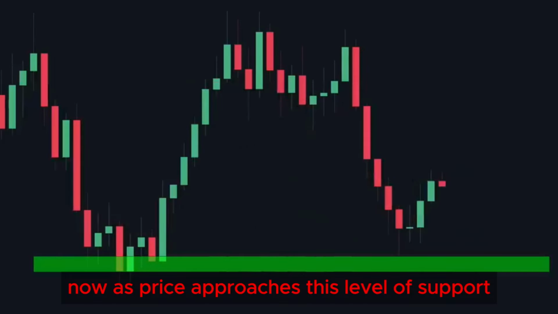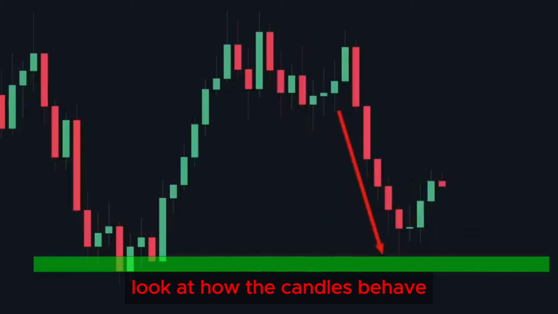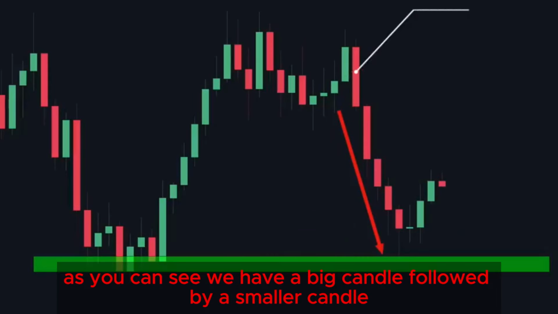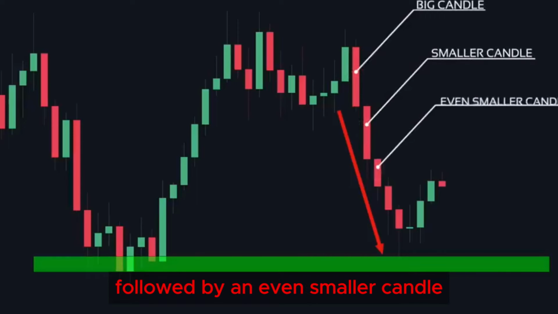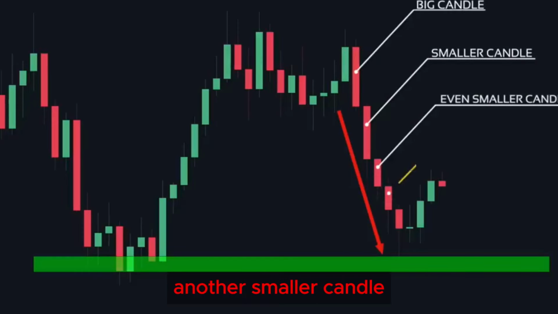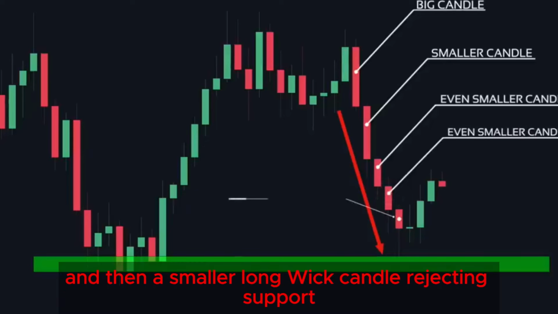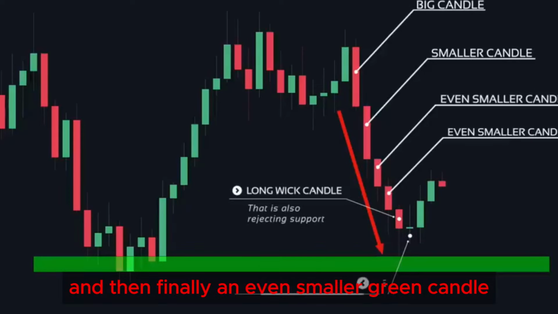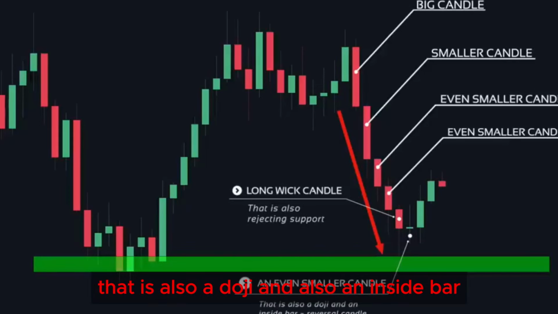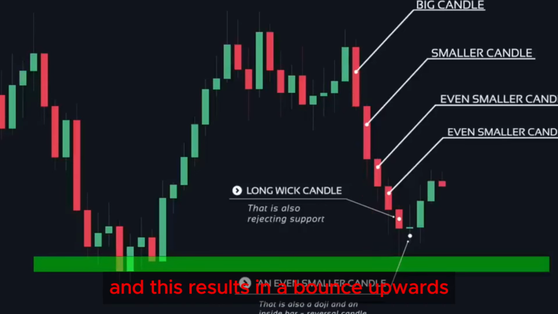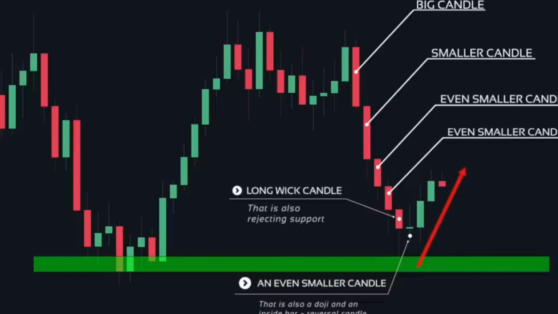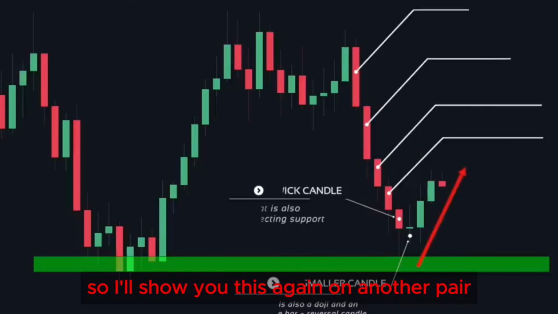Now, as price approaches this level of support, look at how the candles behave. As you can see, we have a big candle, followed by a smaller candle, followed by an even smaller candle, another smaller candle, and then a smaller long wick candle rejecting support. And then finally, an even smaller green candle that is also a doji and also an inside bar, which is a reversal candle. And this results in a bounce upwards. So I'll show you this again on another pair.